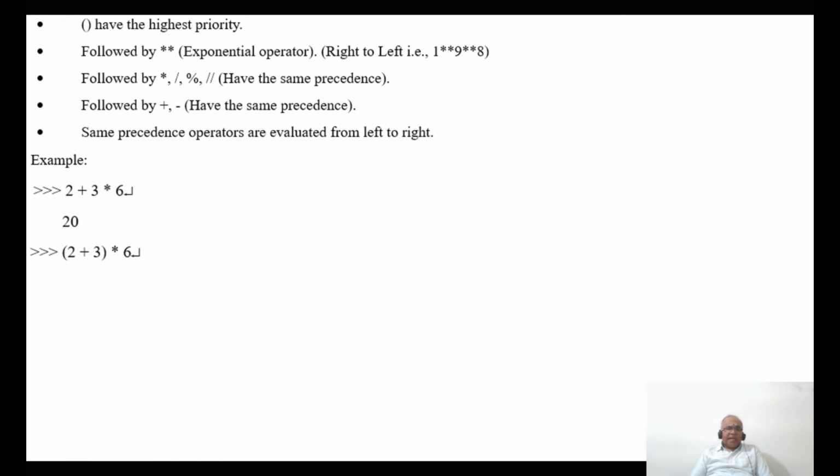Now suppose the same value, whatever you have entered here, the same thing I am entering here. But we have a parenthesis there. Since the rule says the parenthesis is going to have the highest priority, within the brackets 2 plus 3 will be evaluated first. So it will take it as 5 star 6, which is going to become 30. Use the parenthesis to override the usual precedence. So you will get 30.